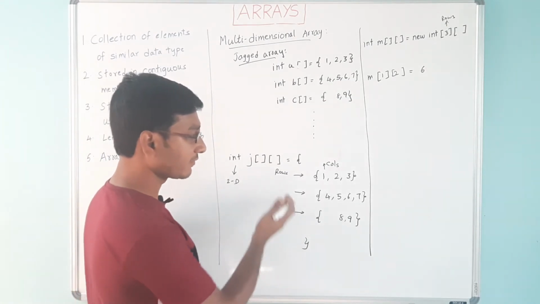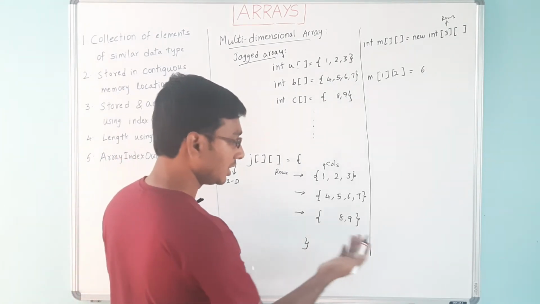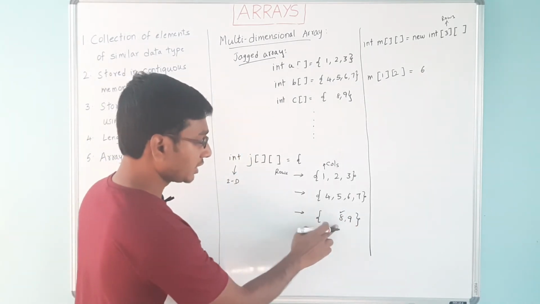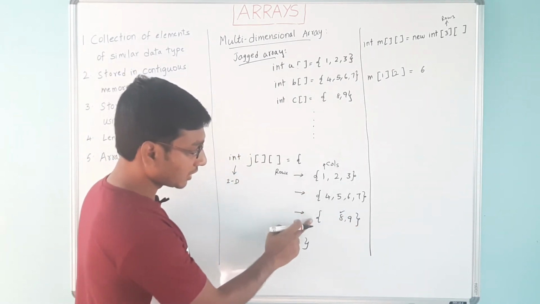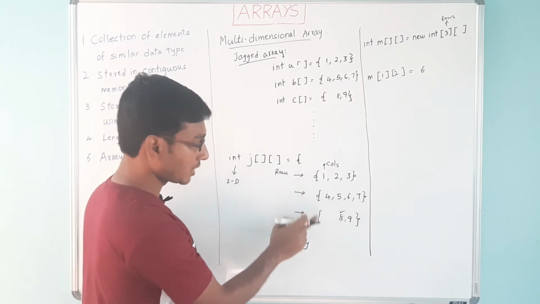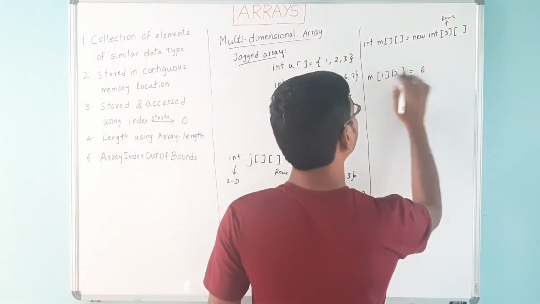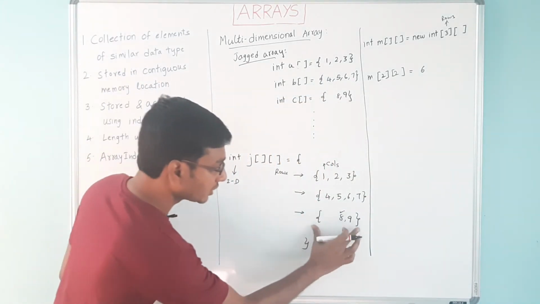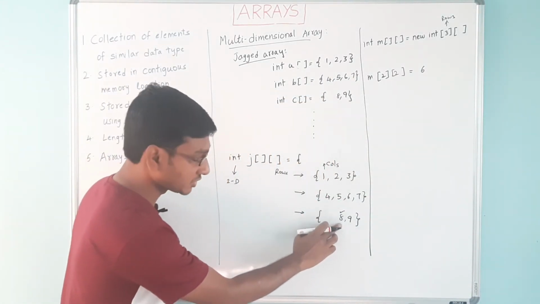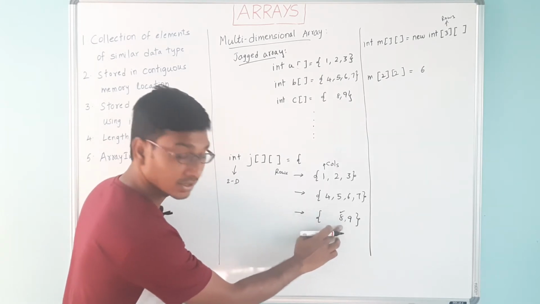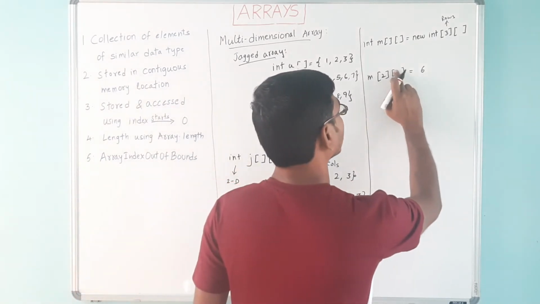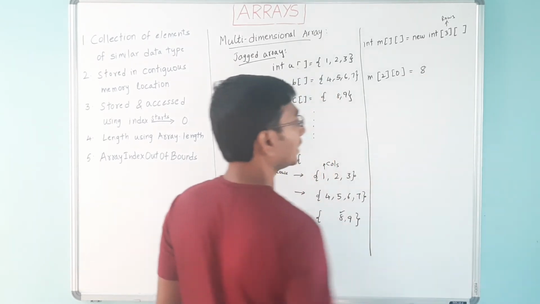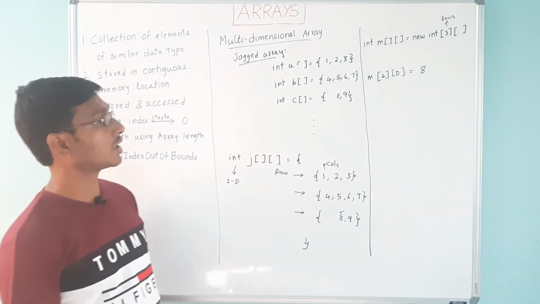And accessing, reading the array from this jagged array is also the same. Let's say for example I wanted to read this 8 here. 8 is present in which row? 1, 2, 3. So index starts with 0, 0, 1, 2. Second index. So m of 2, and within this it is present in the first element, so the 0th index. m2 of 0 gives us the element 8. So this is about the jagged array.